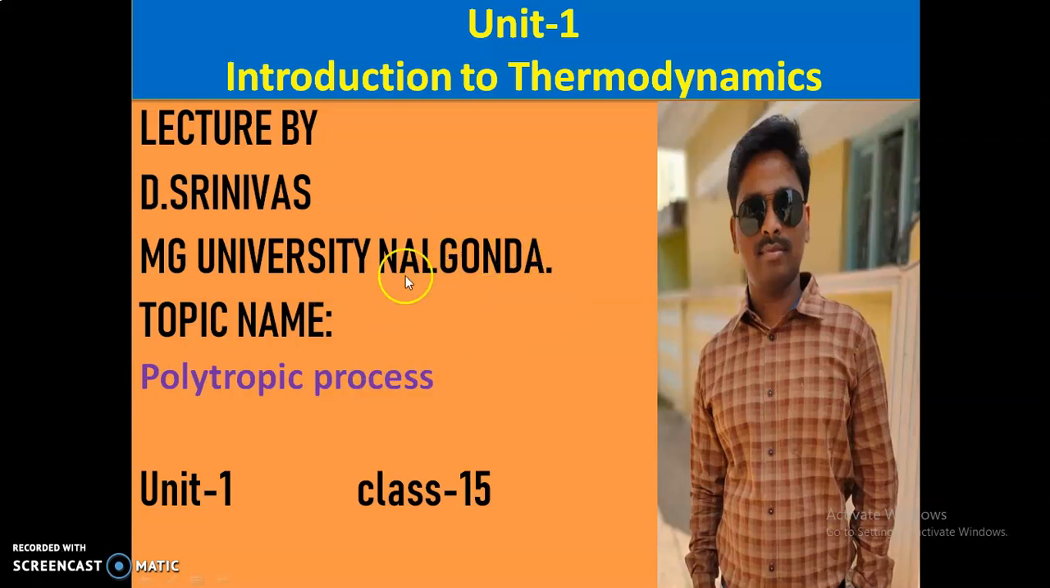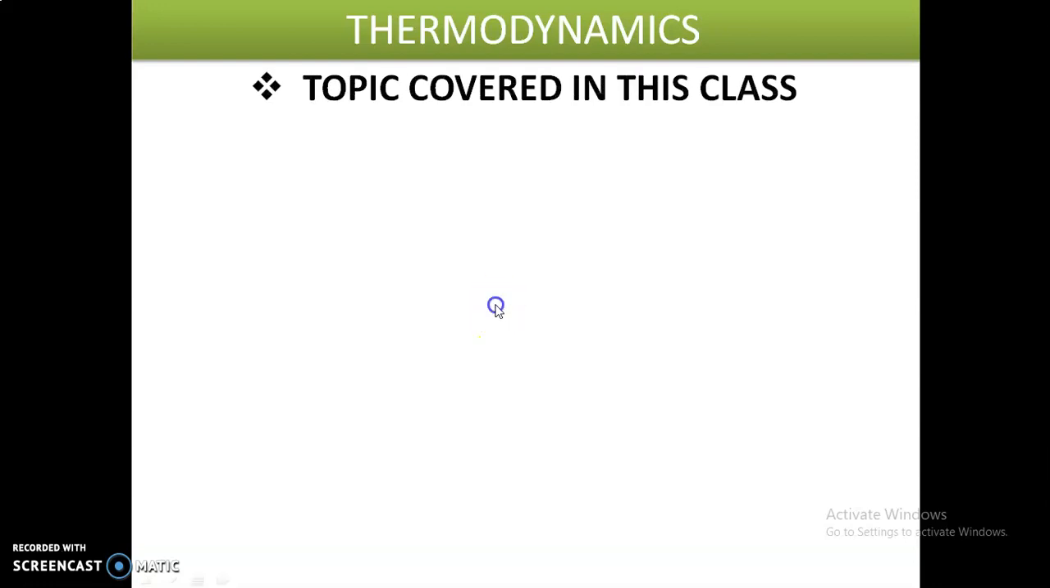Hi students, in the last class we discussed the adiabatic process. Today in this class we are going to discuss the polytropic process. This is another interesting topic, so all of you listen carefully. This is unit 1, class 15. In this class we are going to cover this topic, that is the polytropic process.